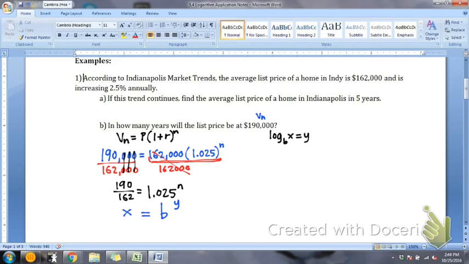Okay. So if I were you, I would label this like I did down here, the x equals b to the y, so that you can easily move it into log form, which I would like for you to do. You change it into log form. This is lesson 5.2. That's why we practiced it. Change it into log form. We've already labeled our x, b, and y.